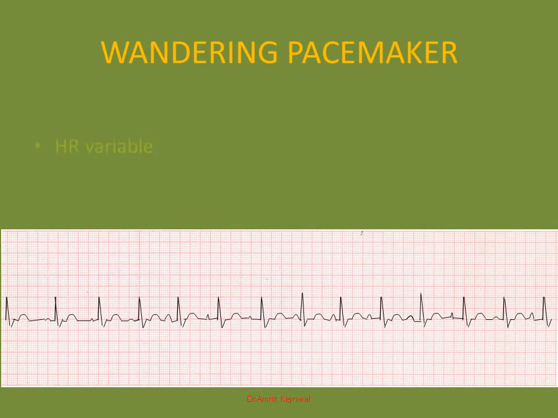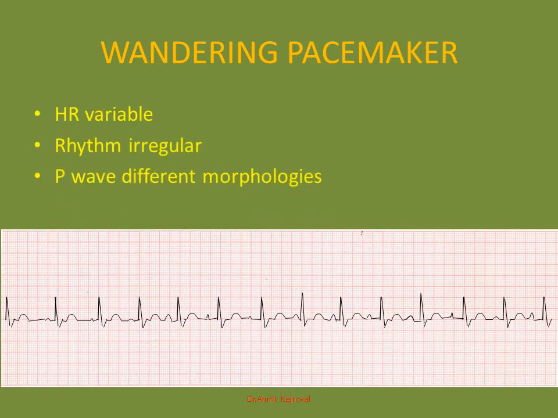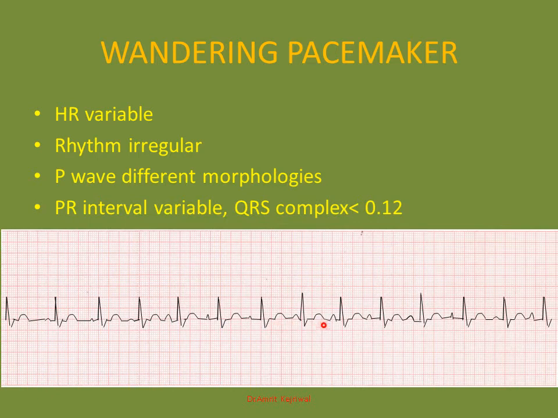Wandering pacemaker. Heart rate is variable. Rhythm is irregular. P wave has different morphologies, and PR interval is variable, and QRS complex is less than 0.12 seconds. So on this we can see that the P wave has a different morphology. This is variable PR interval. Some is short, some is very long.